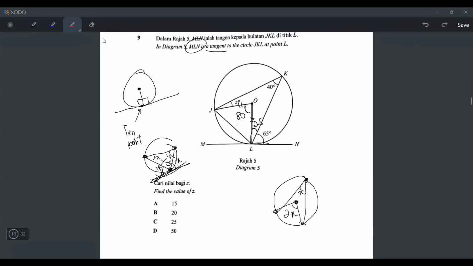And since this is an isosceles triangle, this angle and this angle will be the same. To get these two angles, you take 180 minus 80 and then divide by 2. So 50. It means each is 50, each 50. But they want to find the value of z. And if you look at z, z is here, right?